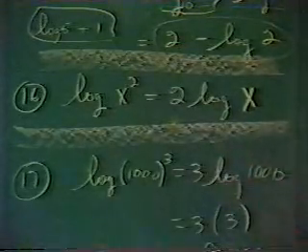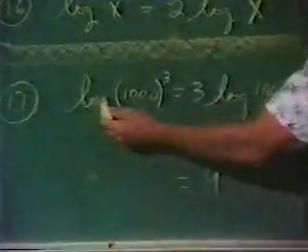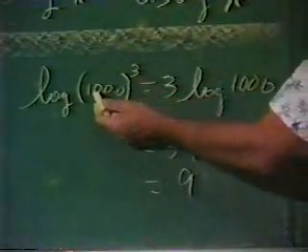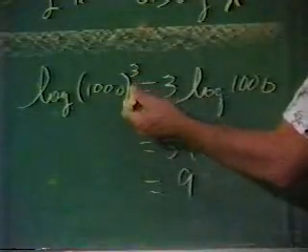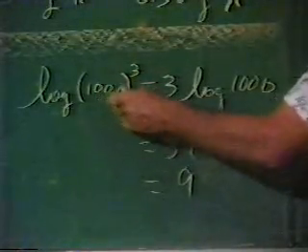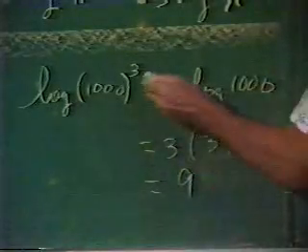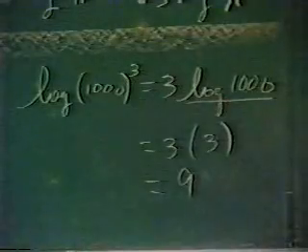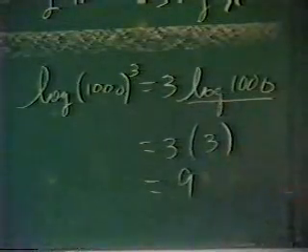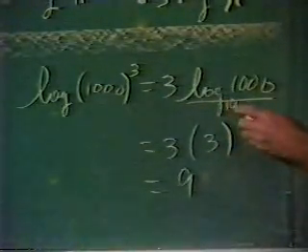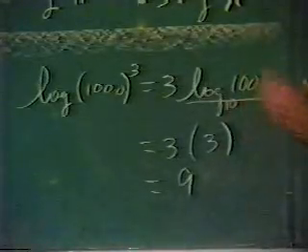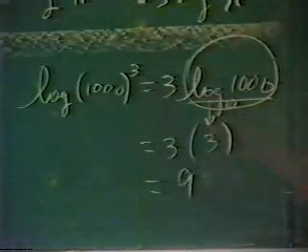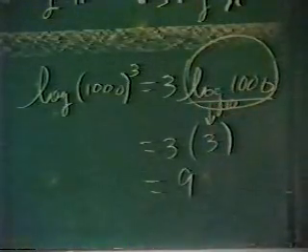All right, example 17. We have the log of 1,000 raised to the third power. Now, rather than taking 1,000 raised to the third power, saying 1,000 times 1,000 times 1,000, then taking the log of that, I can move the 3 out in front and then take the log of 1,000. Well, the log of 1,000 is 3. Why? Because 10 raised to what power is equal to 1,000? The answer to that is 3. And so our answer is 9.